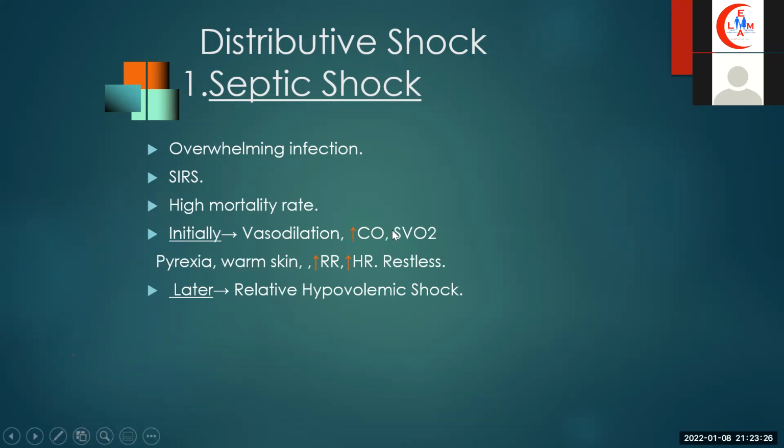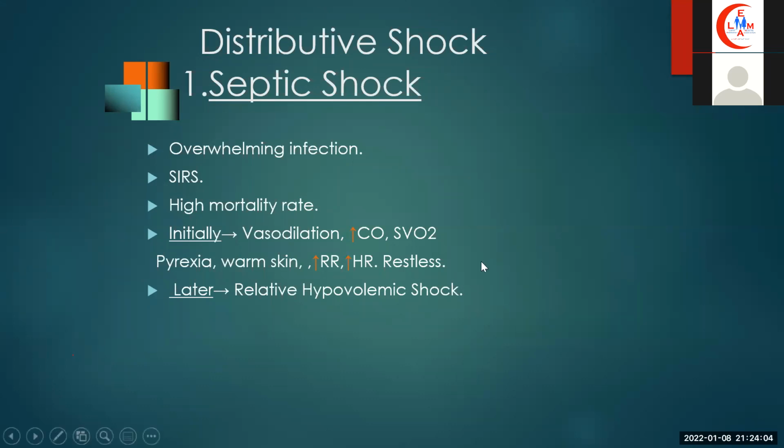So the arrow here is high. Oxygen saturation in the venous blood will be high. Why? Because the cells are still utilizing oxygen. So there will be less oxygen in the venous system. So there should be an arrow directed down: less oxygen saturation in the venous system because the cells are still utilizing oxygen. There will be warm skin, increased respiratory rate, and the patient is tachycardic.